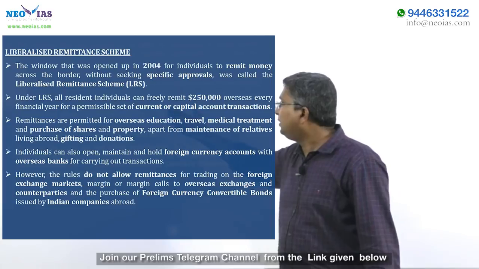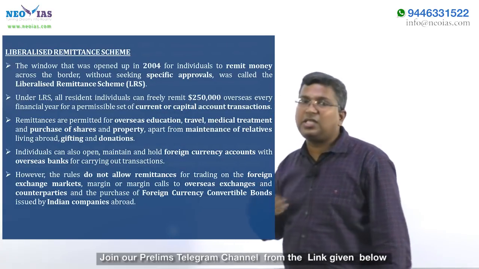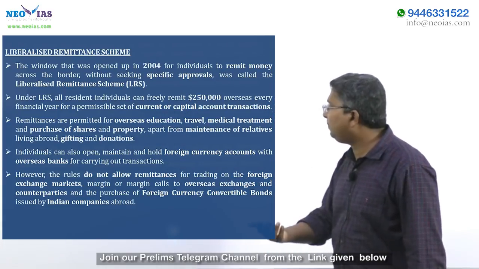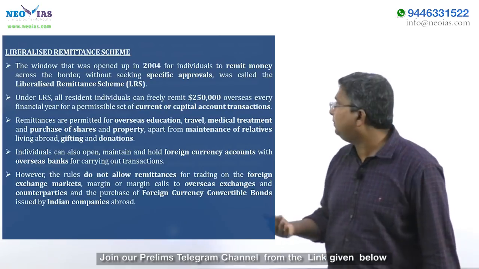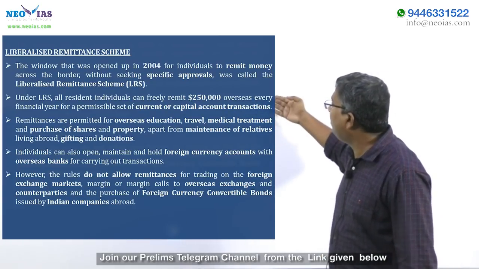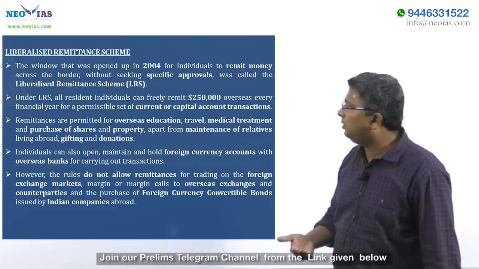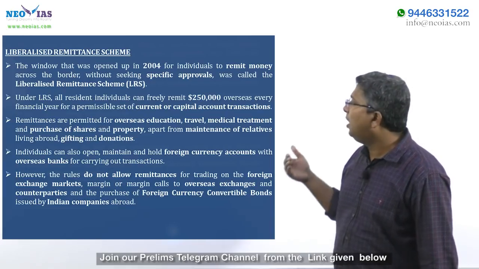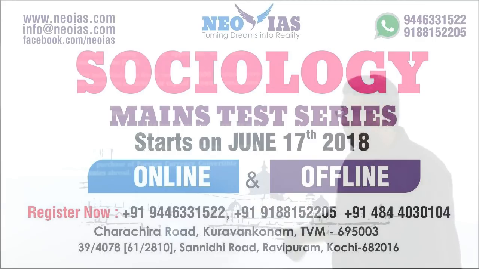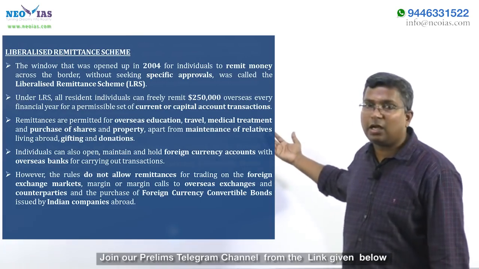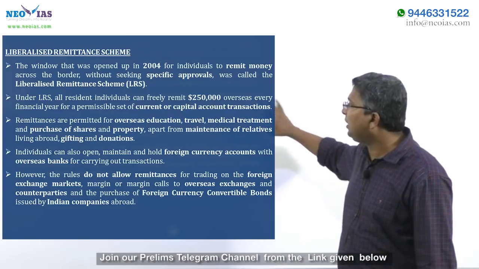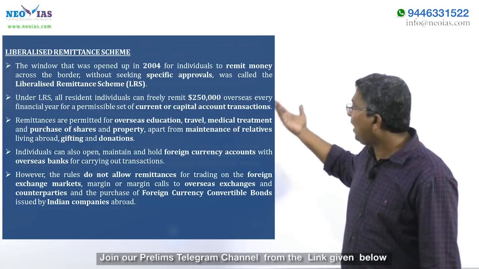So remittances are permitted for overseas education, for travel, for medical treatment. All these things will come under current account transaction. Then purchase of shares and property is a capital account transaction. Apart from this, maintenance of relatives living abroad, gifting and donation are again current account transactions. So just have an idea, it includes both current account as well as capital account.